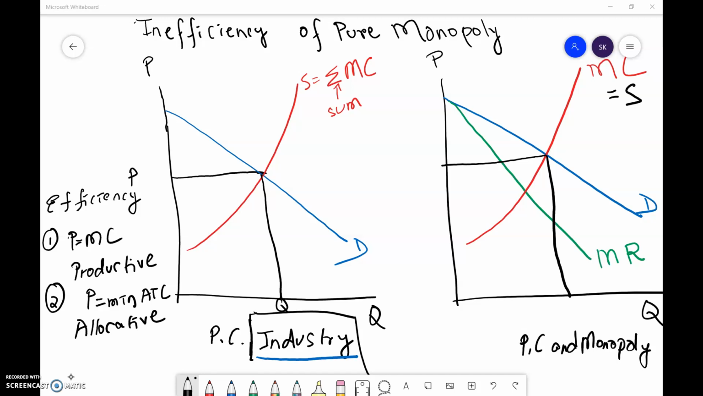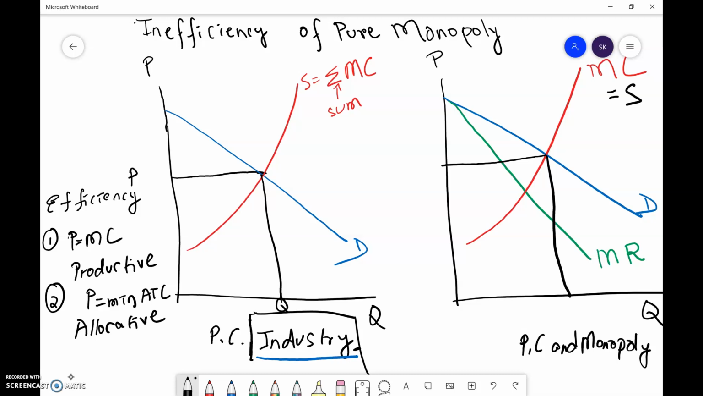The demand curve is downward sloping because this is an industry. For a farm, the demand curve is horizontal. We have productive efficiency and we also have allocative efficiency when we look at a perfectly competitive industry.